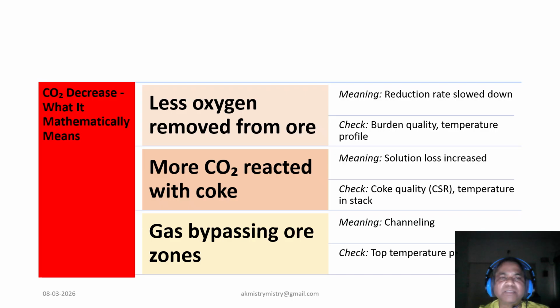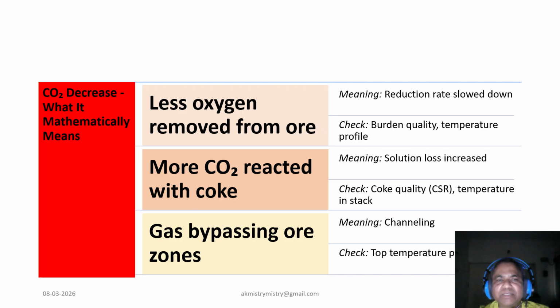Second, and this is the one we have been focusing on, it could mean more CO2 is being consumed by the solution loss reaction. The oxygen is still being removed, but the CO2 produced is immediately eaten up by coke. We have already covered the implication for coke rate and permeability. Third, a drop in CO2 could mean the gas is bypassing the ore zones entirely in a channeling scenario. Here the gas simply doesn't come into contact with the ore to form CO2 in the first place.